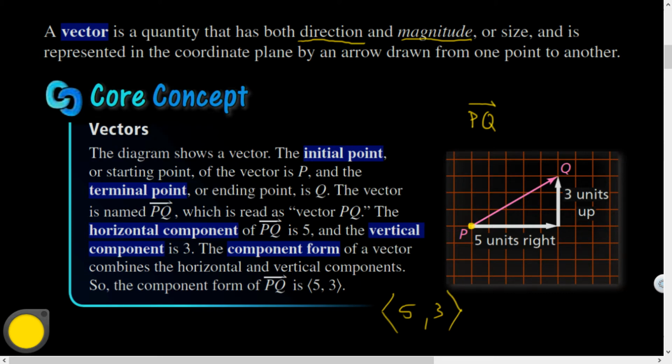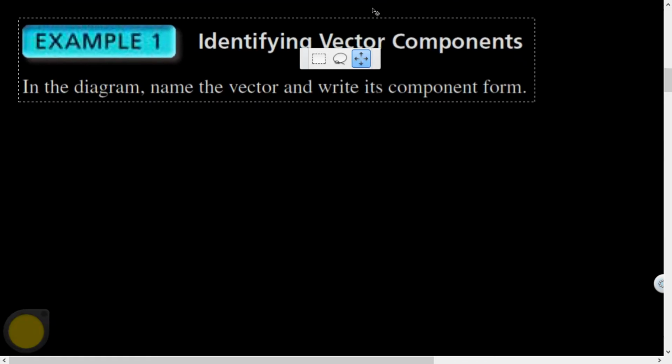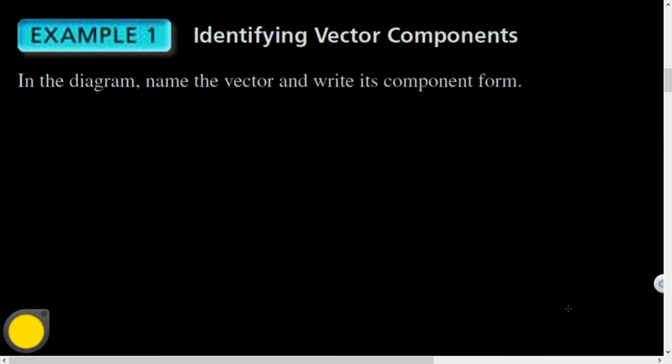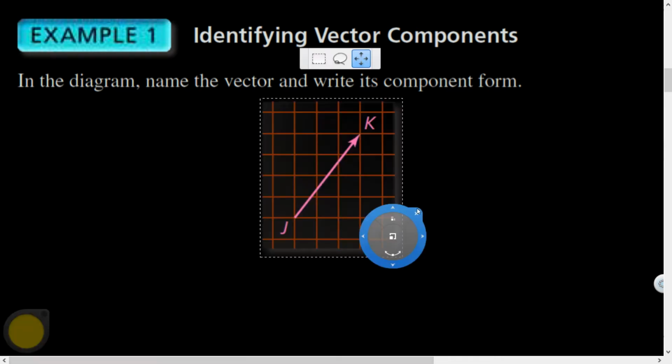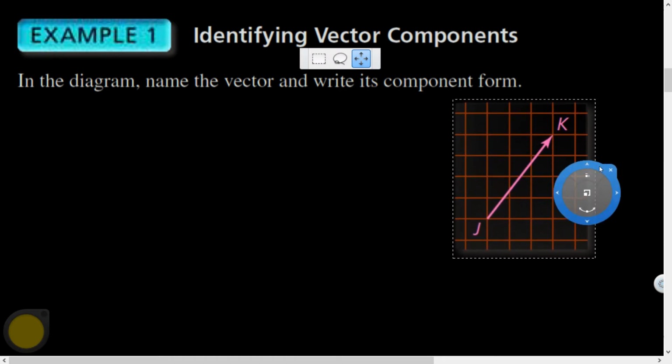So we can use vectors to describe motion. Vectors are often used to represent movement or forces in physics. So this type of mathematics is frequently used in the world of science, but we're going to use it for translations today. And I've got a little sketch here for us.